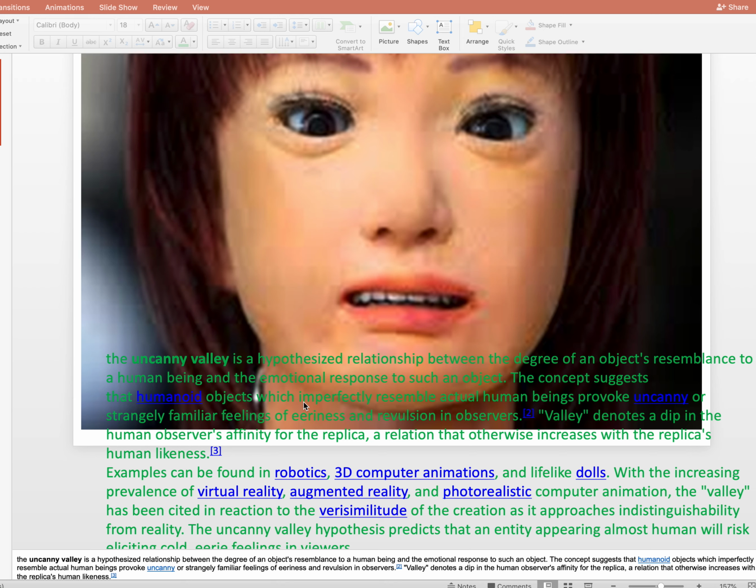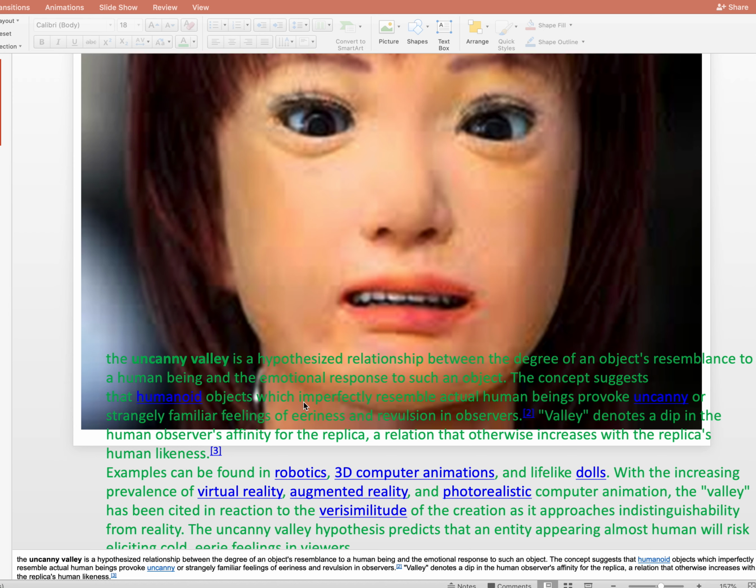Okay. Now let me continue reading. The valley denotes a dip in the human observer's affinity for the replica, which means how much we like it. Dips, a relation that otherwise increases with the replica's human likeness. So in other words, if you have a brick, we don't feel a lot of emotion towards a brick. But if you put a pair of googly eyes and a little funny hat and little feet and hands, kind of like Mr. Potato Head, all of a sudden a brick is humorous, it's cute, it's endearing. Somebody might even sell it to you for $5 in Walmart in a box, right?